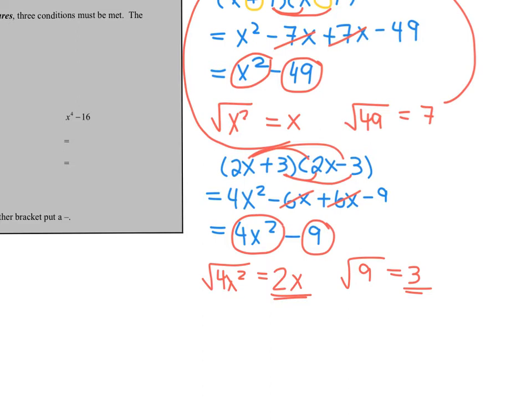So we kind of just came up with a rule for factoring these difference of squares. Square root both terms and then put them in two brackets. One bracket will have addition and one bracket will have subtraction.